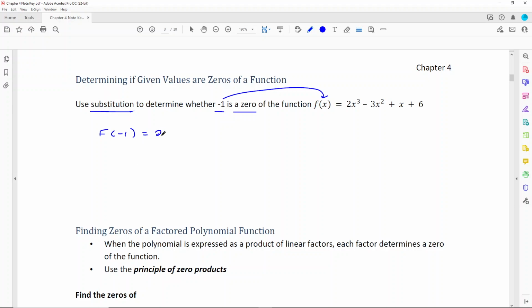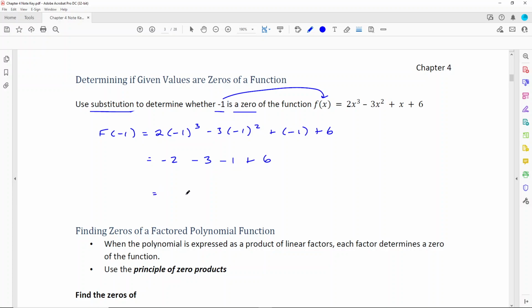So let's do it. We get 2 times -1 cubed minus 3 times -1 squared plus -1 plus 6. I'm going to do this without a calculator. You can do it with a calculator, but I want you to notice a couple things because you're going to be doing this a lot this chapter: when the exponent is odd, it'll stay negative. So this will be 2 times -1, which is -2. When the exponent is even, then it'll go positive. So this will be -3 times +1, and then plus -1 plus 6.